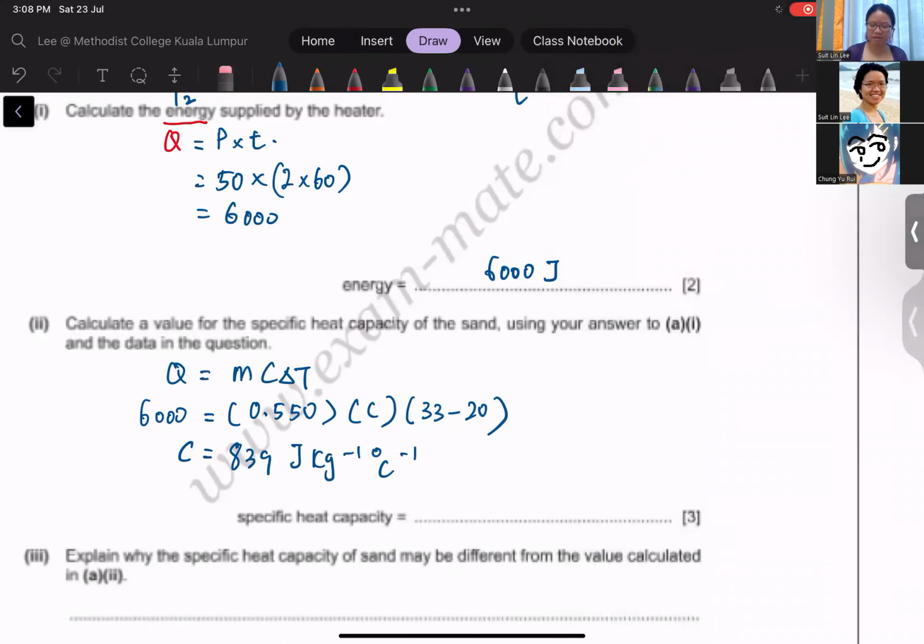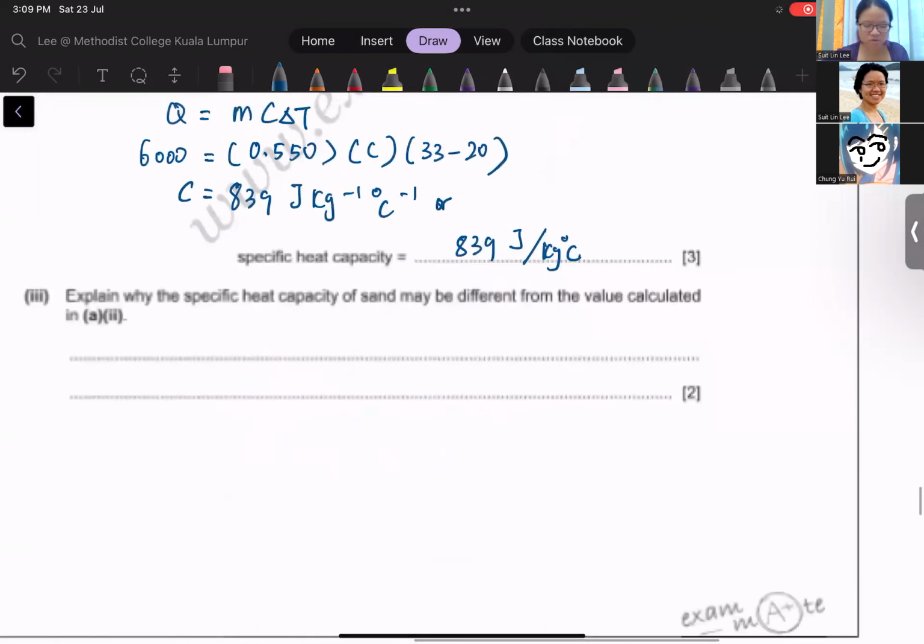If you don't want to write power -1, you can also write 839 joule per kg degree Celsius. So this means I need 839 joules if I want to increase the temperature of 1 kg of sand by 1 degree Celsius. Sand is not a very good insulator. Or very okay, 800, neither here nor there.